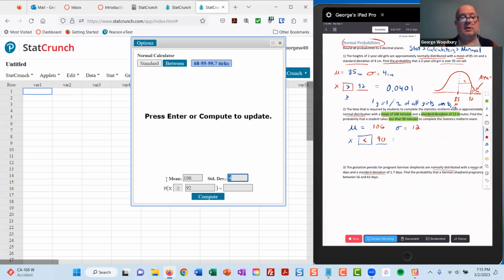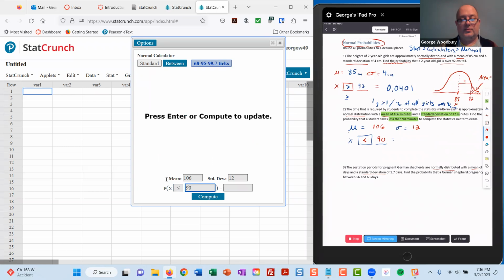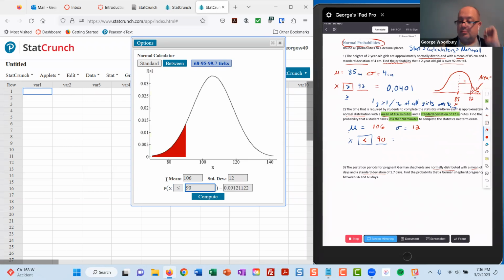Type in the mean, standard deviation, change the sign and the value. And you should have 0.0912, which is about 9%. So this is saying that the chance of any one student finishing in less than 90 minutes is about 9%. It also means that about 9% of all students will finish in less than 90 minutes.